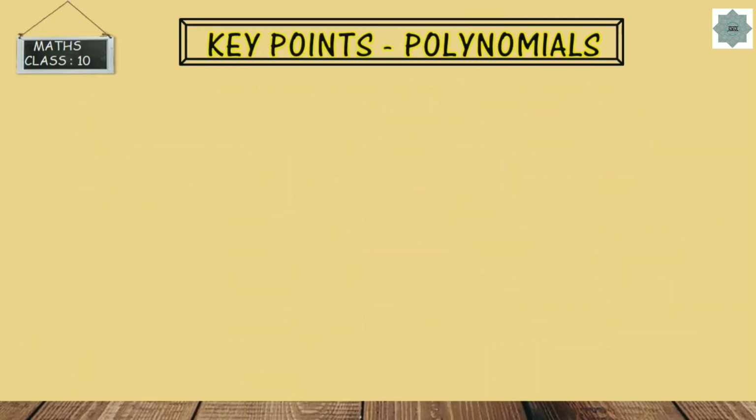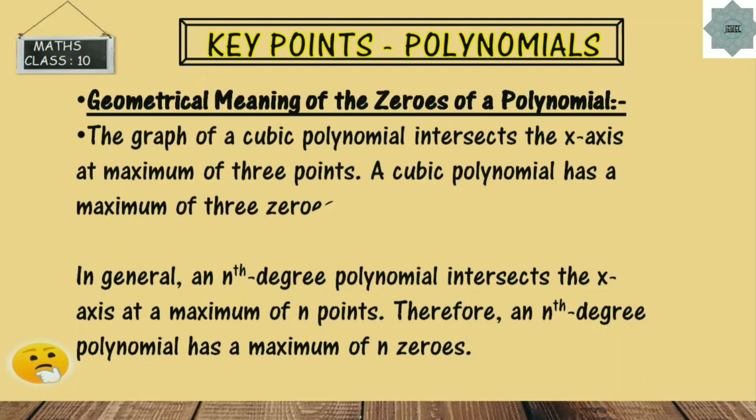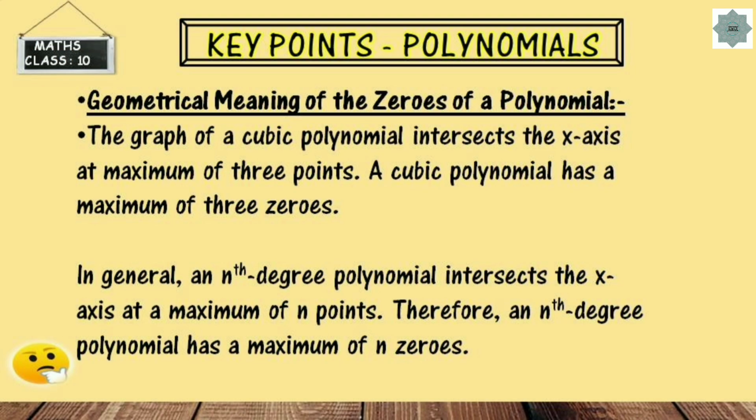Next is the graph of cubic polynomial. The graph of a cubic polynomial intersects the x-axis at a maximum of 3 points. A cubic polynomial has a maximum of 3 zeros. In general, an nth degree polynomial intersects the x-axis at a maximum of n points. Therefore, an nth degree polynomial has a maximum of n zeros.